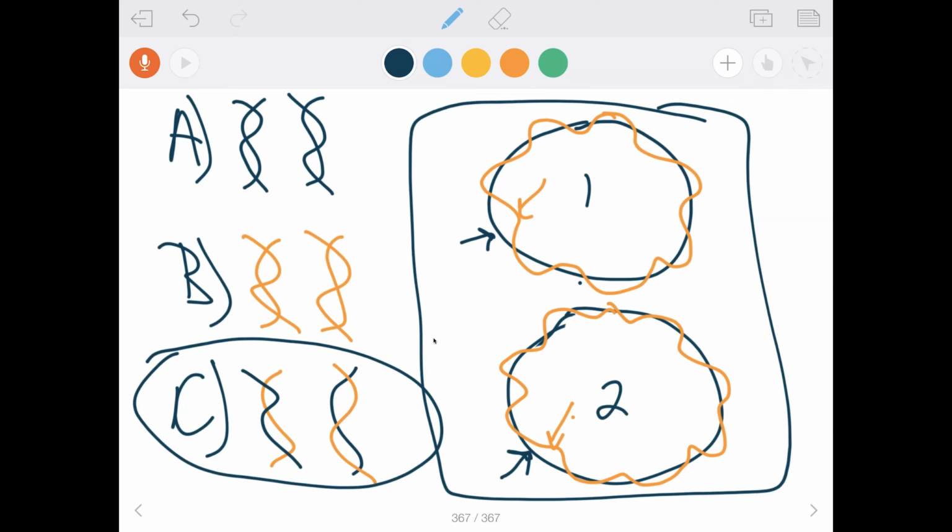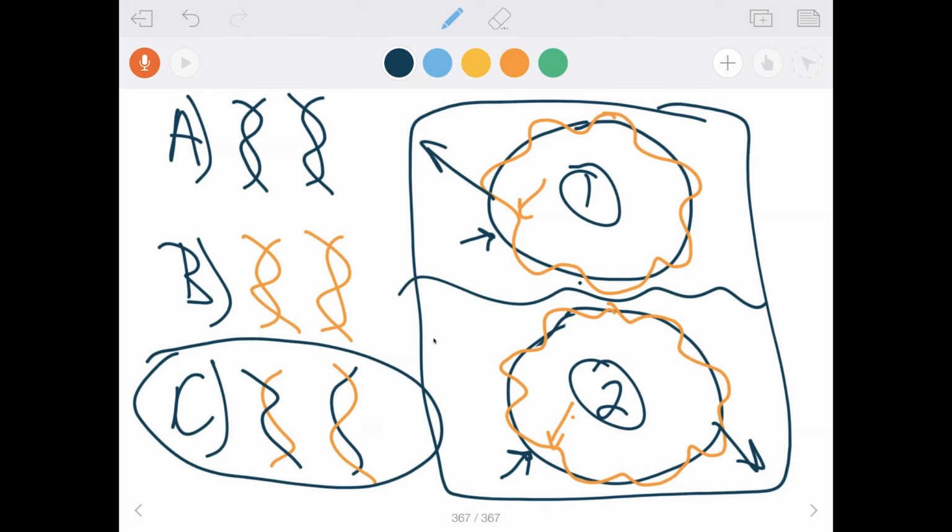So there's your products of DNA replication. Copy 1 will go into cell 1. Copy 2 will go into a different cell. And then at the end of binary fission, they split, and you have two new daughter cells. And they're genetically identical.